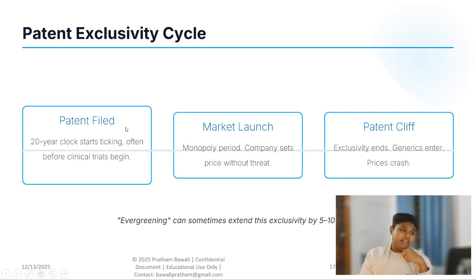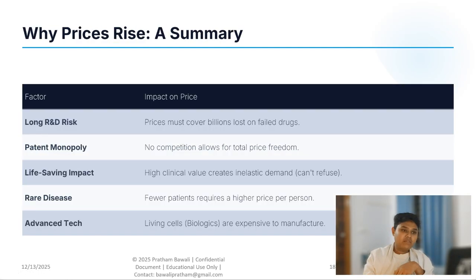Patent exclusivity cycle. Patent filed, the 20 year clock starts ticking, often before clinical trials begin. Market launch, monopoly period: the company sets price without rivals. Patent cliff: exclusivity ends, generic enters, price crashes. Evergreening can sometimes extend this exclusivity, but by 5 to 10 years more, not more than that.